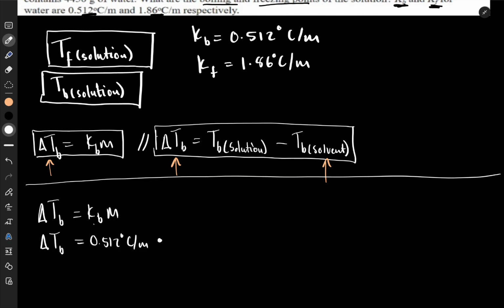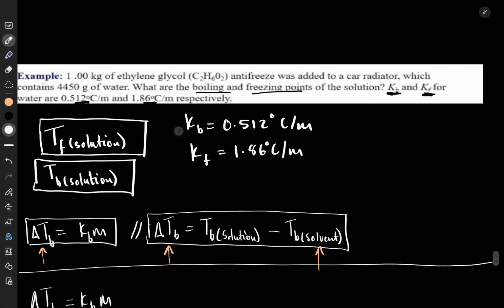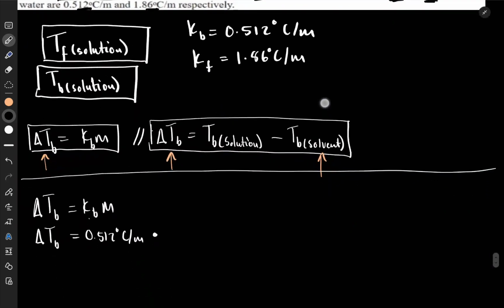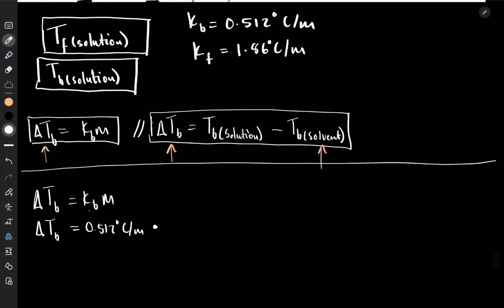Remember that we have here the molality. Now, molality is the most beautiful thing, because there's something which I didn't do for you, and I'm sorry. Here's what you should always do. If you look at our data here, we have been told that 1 kg of ethylene glycol antifreeze was added to a car radiator which had this much water. So water is your solvent. Don't ever forget, we'll be dealing with water. Now, this guy is our solute, right?